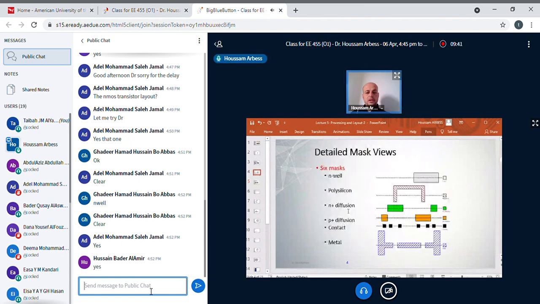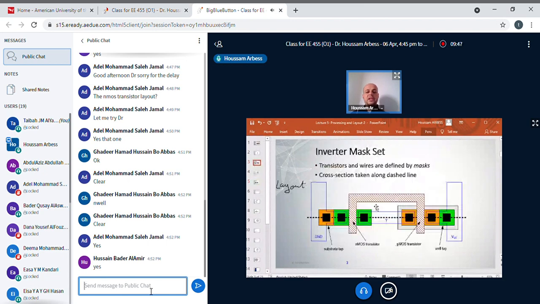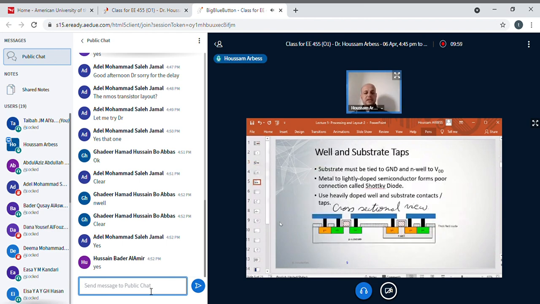What I have here is the layout. What I have here is the cross-sectional view. That means if I take the wafer here, I cut this wafer along this line here, and I check what I can see. In this case, I can see this form here. This is the cross-sectional view.